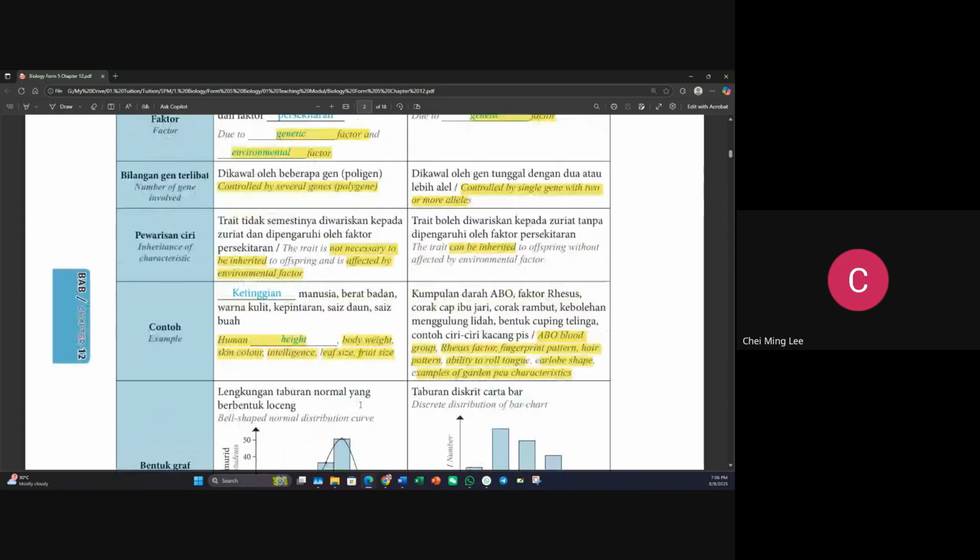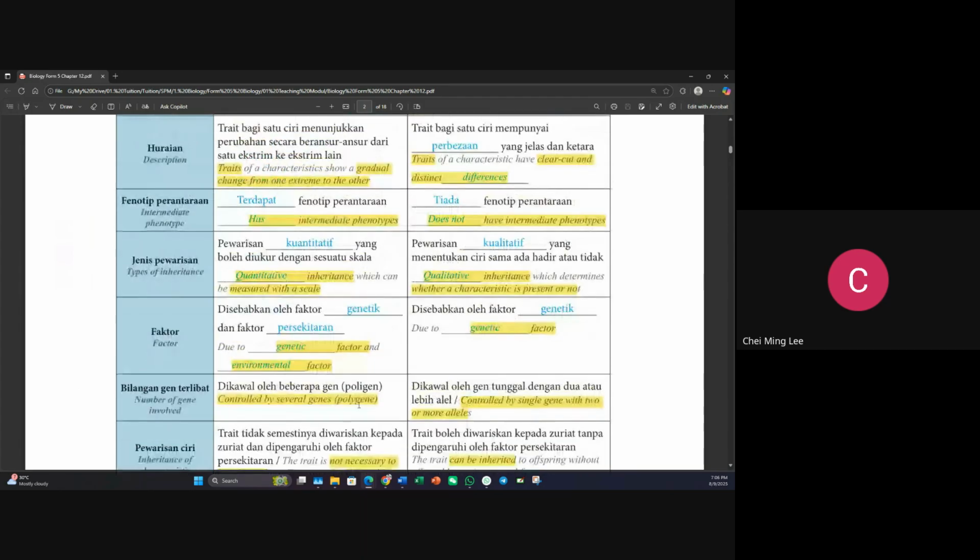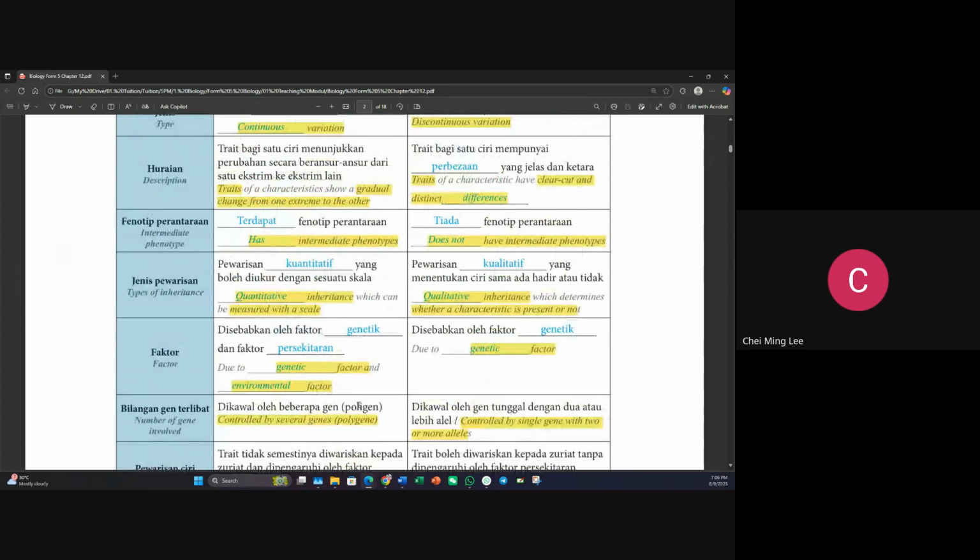Now for discontinuous variation, normally this kind of trait has a clear-cut and distinct difference, meaning a very significant difference, 很明显的. It does not have an intermediate phenotype. Like height, we have intermediates 嘛, I am 120, 150 cm in height, I got 160, 170, 180. So these are the intermediate ones. Now for this one, normally we don't have them.